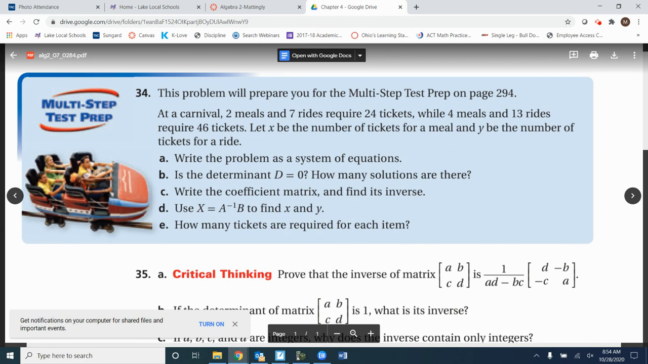So how many tickets are required for each item? So 5 tickets for a what? What was the X representing? A meal. And 2 tickets for a ride. Okay, that's what we were answering.